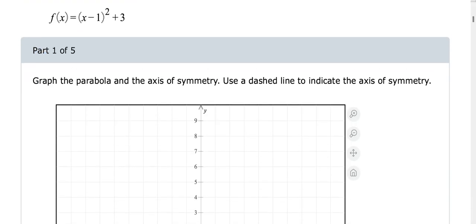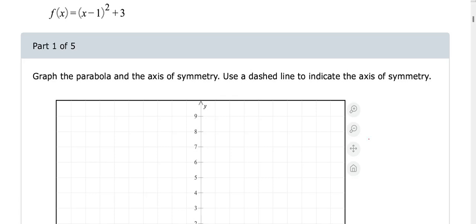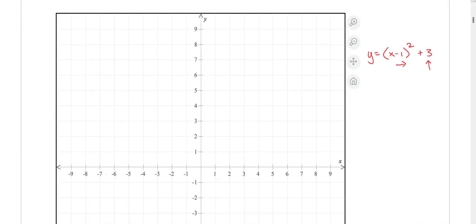Okay, so the function is y equals (x minus 1) squared plus 3. The x minus 1 means the vertex, instead of being at the origin, is going to go to the right 1, and then the plus 3 out to the side means that it moves up 3. So instead of being at 0, 0, the vertex is going to be at 1, 3.